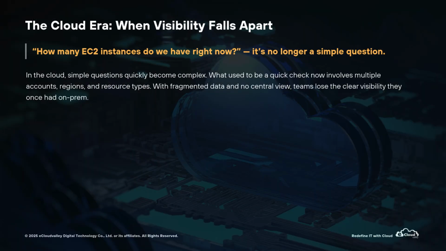Fast forward to the cloud era, and it's a whole different story. Now, if someone asks, how many EC2 instances do we have? The answer isn't so straightforward. We first have to ask, which account? Which region? Is it part of an auto-scaling group? With data scattered across accounts and regions, that single clear view we had on-prem is gone.